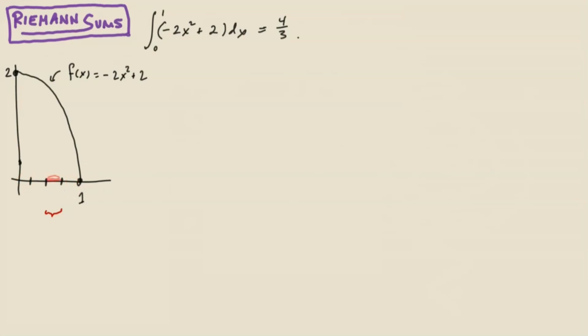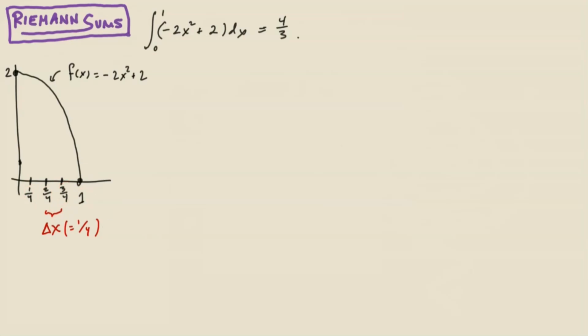So instead of calling this dx, I'm going to call it delta x, just an ordinary change in x, like you would talk about in a science class or something. Not an infinitesimal change, not the little dx, just delta x. And in this case, in fact, our delta x is 1/4. These points, for example, are at 1/4, 2/4, or 1/2, 3/4, and 4/4, 1.